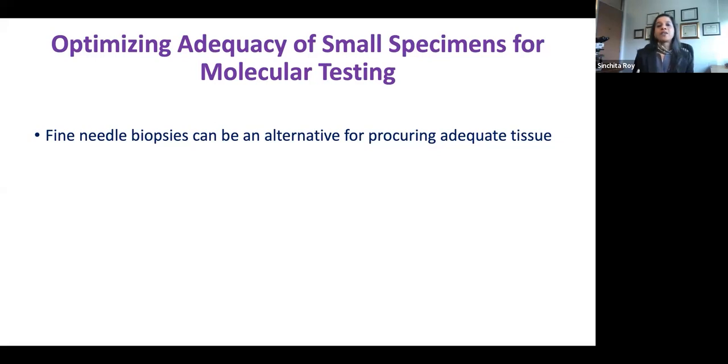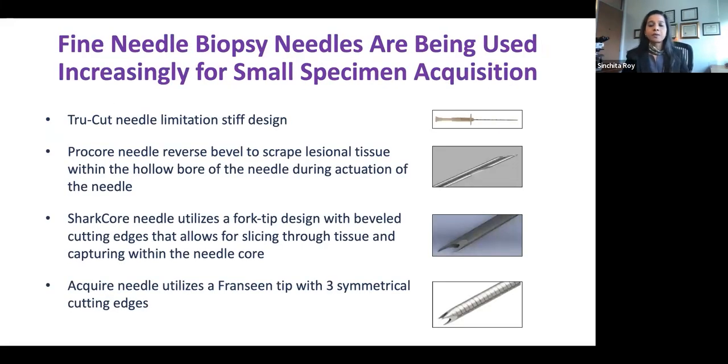So we have specialized needles that can do a procedure like an FNA, but are also able to collect adequate tissue, which might be needed for downstream testing. There have been several studies in the literature talking about fine needle biopsies as an alternate way of collecting specimens for diagnosis as well as biomarker testing. And there's a bunch of different kinds of needles out there.